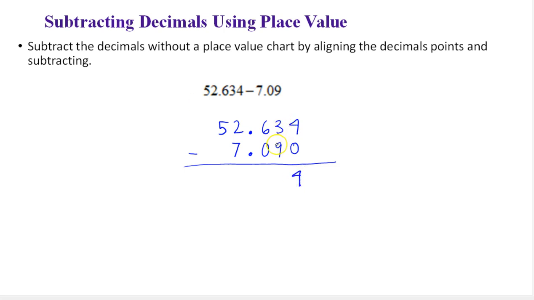Now we have 3 hundredths minus 9 hundredths, so we're going to have to borrow. So I'm going to borrow 1/10 from the tenths place, and 1/10 is 10 hundredths. Add that to the 3 hundredths, and we have 13 hundredths. So now 13 minus 9 is 4. 5 minus 0 is 5.